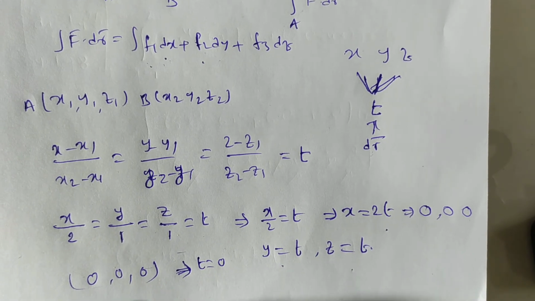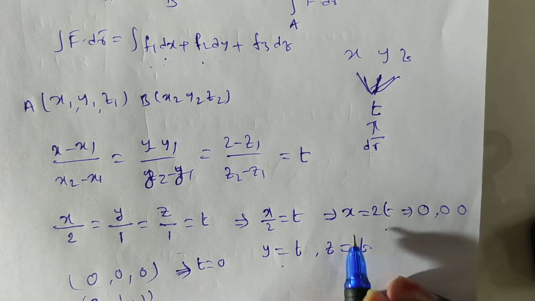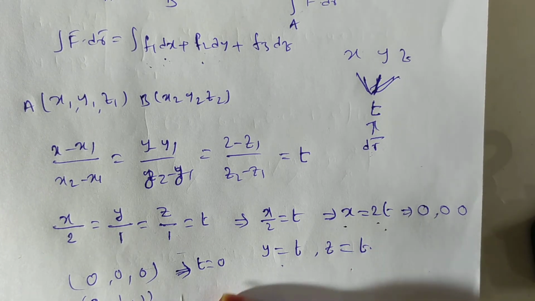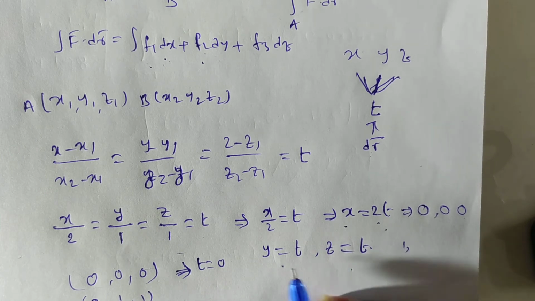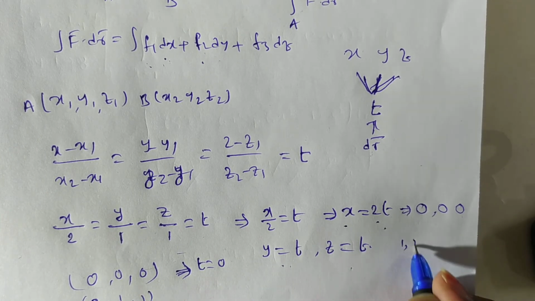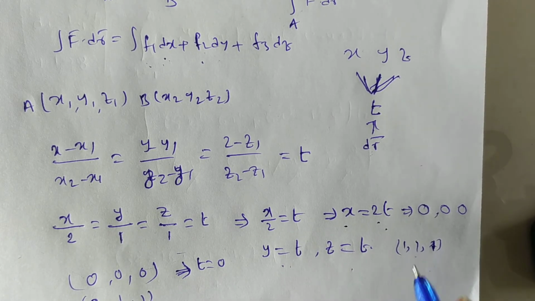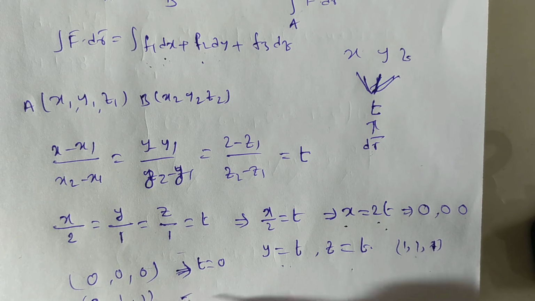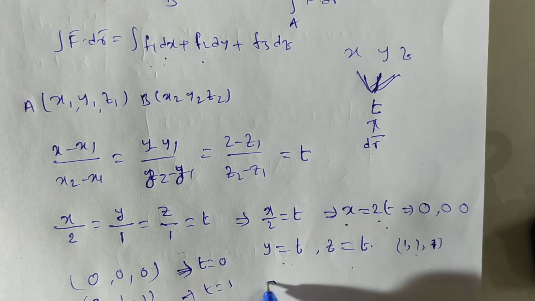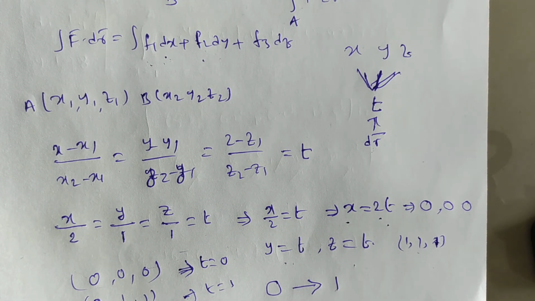Next you have another point. What is that point? It is 2, 1, 1. So whenever x is 2, what is the t value? 1. Whenever y is 1, what is the t value? 1. Whenever z is 1, what is the t value? 1. So from this, t is equal to 1. Nothing but the lower limit of t is 0 and the upper limit of t is 1. So is it clear for everyone?